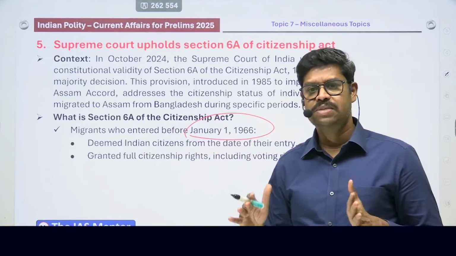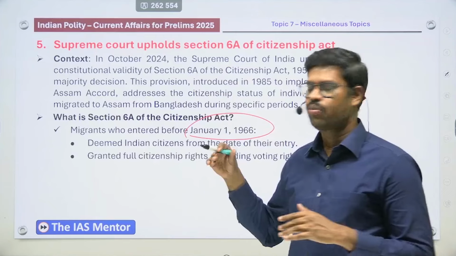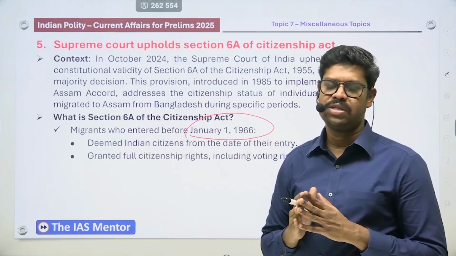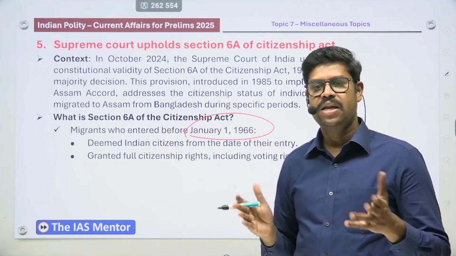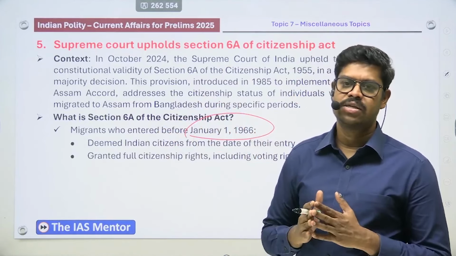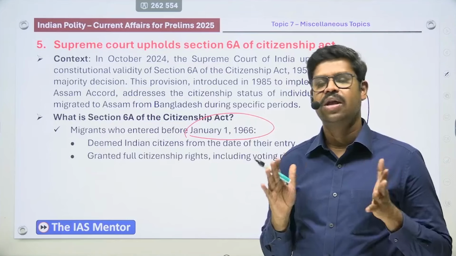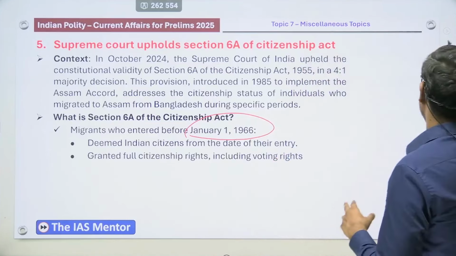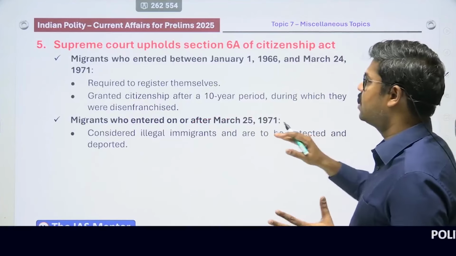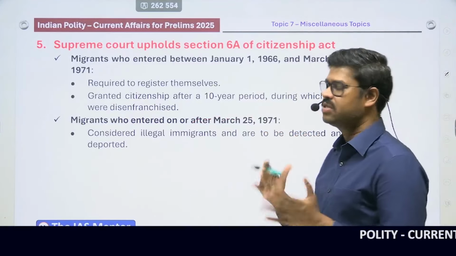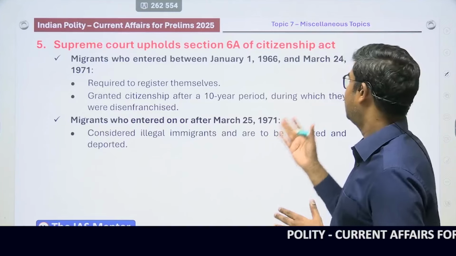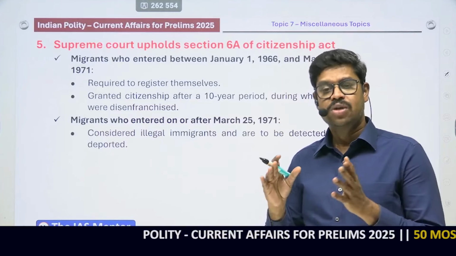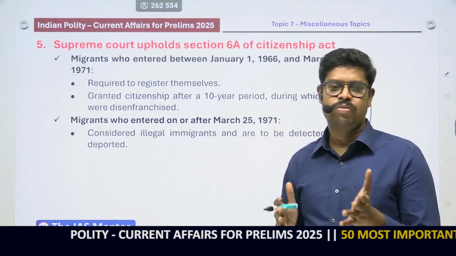Also, by 1985, when the Assam Accord happened, because only after the Assam Accord was this amendment made to the Citizenship Act, by that time these people had already stayed almost 19 years in India and were well integrated with the country. So they may be given citizenship, no issues, and not many people had entered. Now the second date: migrants who entered between 1st January 1966 and before 24th March 1971. So that is till 24th March 1971.